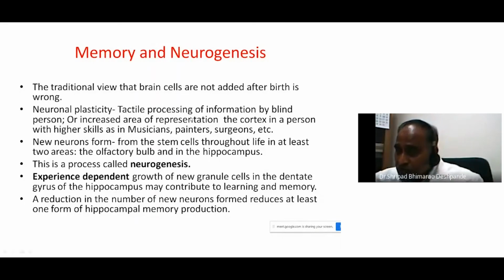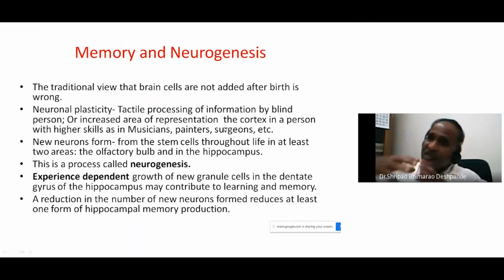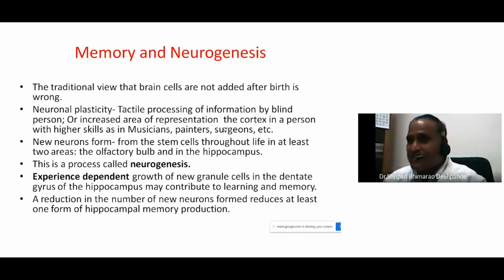Or if tomorrow you try to become a great surgeon, that is again a skill, so your area will expand. Or as a teacher, maybe if I had recorded my teaching abilities when I started 40 years back, and now, maybe I could have expanded, or in my brain the area of representation has expanded. So this is called neuronal plasticity. New neurons form from the stem cells throughout life, at least originating from the olfactory area and hippocampus. This process is called neurogenesis.